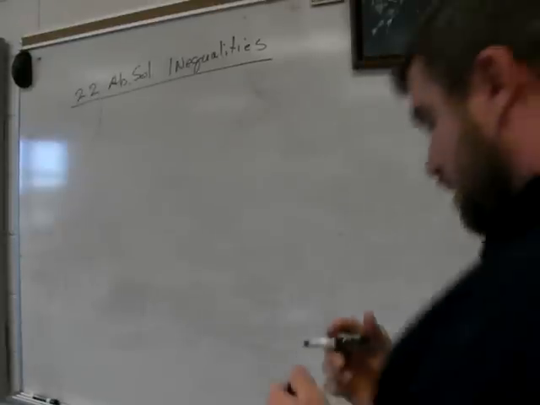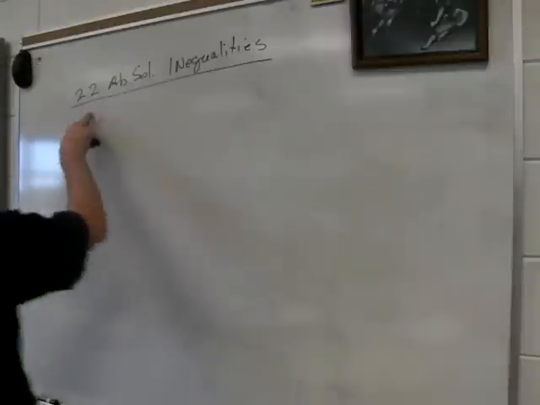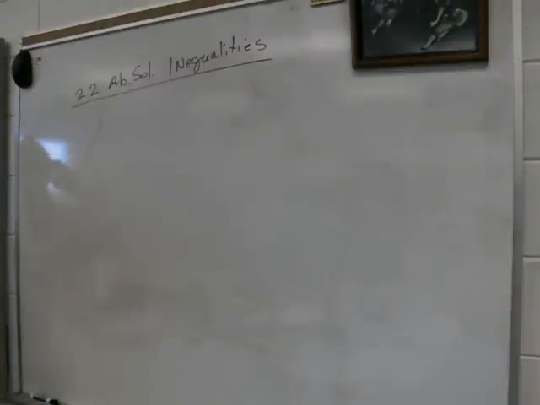Here we go. All right, we're moving on to chapter 2. This is 2.2, absolute value inequalities. We've already done the equal sign, which are pretty easy. So we're going to go straight to the inequalities.